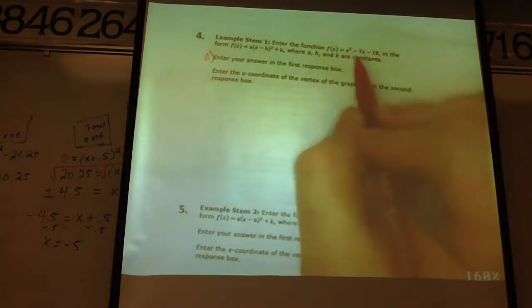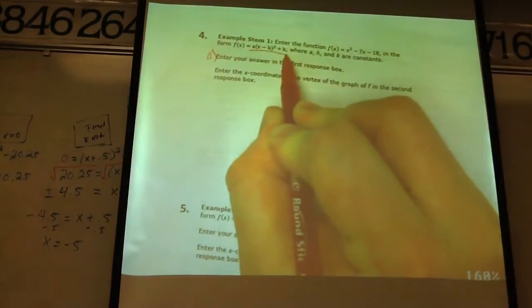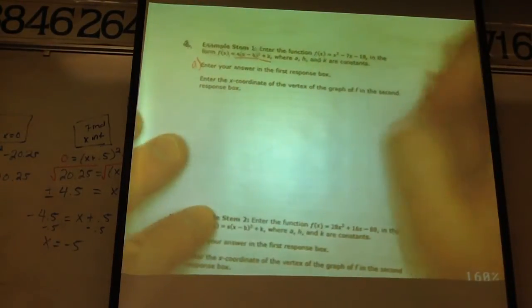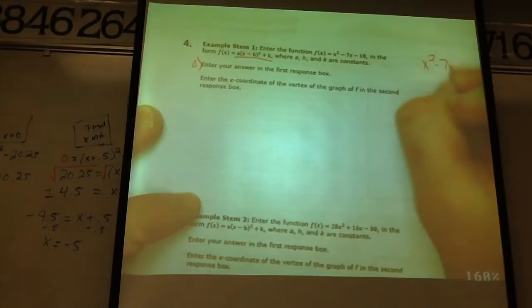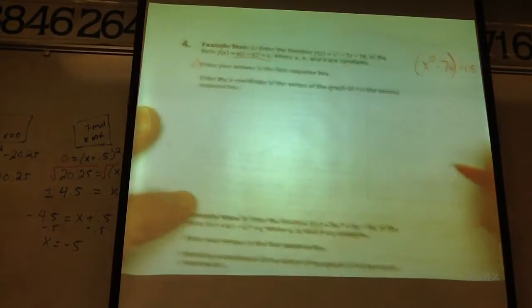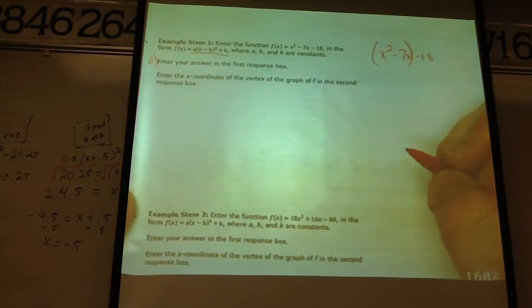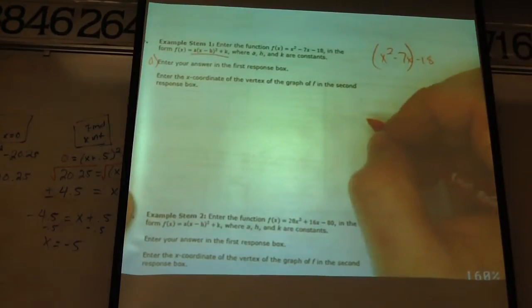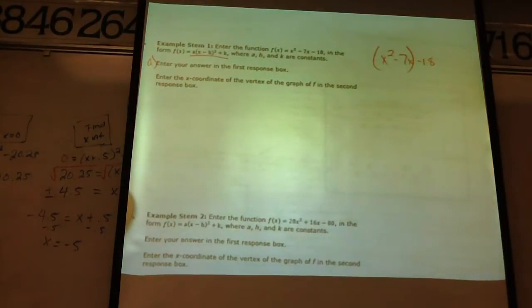So basically, you got to do completing the square to get it to that format. So go ahead and do that. X squared minus 7x minus 18. Group them. Nothing to factor out. What's half of 7? 3.5. 3.5 squared is 12.25. It doesn't say if it wants fractions or decimals, so I guess it doesn't matter.